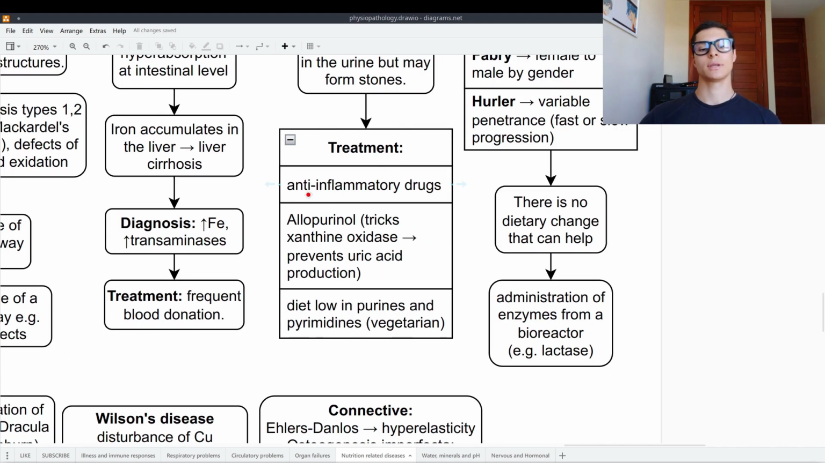The treatment using anti-inflammatory drugs, the allopurinol, which tricks the xanthine oxidase and prevents the uric acid production, which is very interesting, this one, and also a diet low in purines and pyrimidines, a vegetarian diet, because we find uric acid coming from purines and pyrimidines in meat, for example.